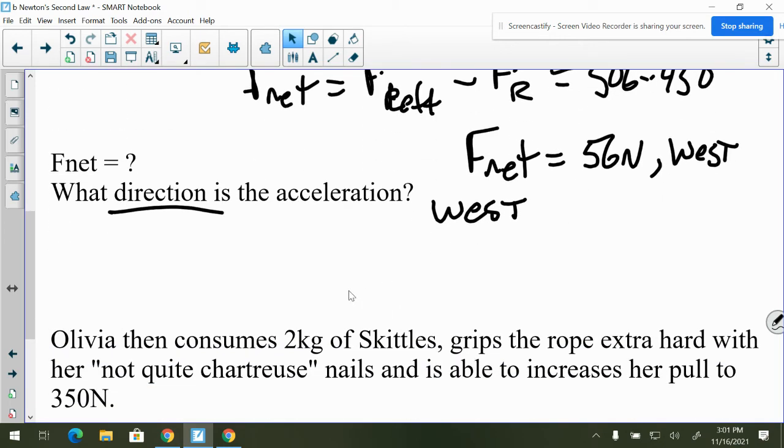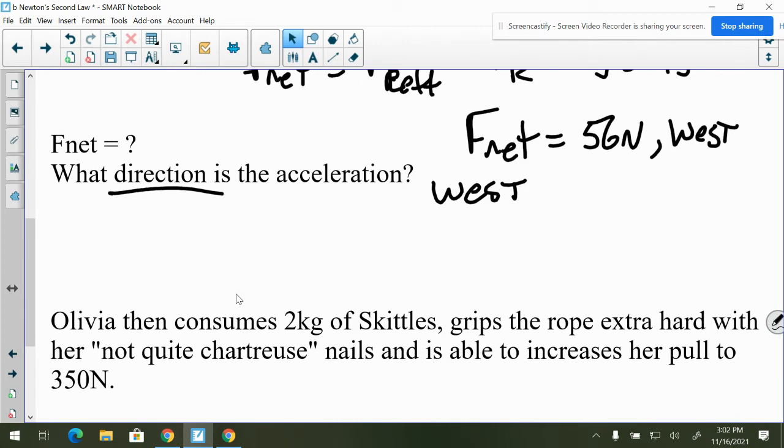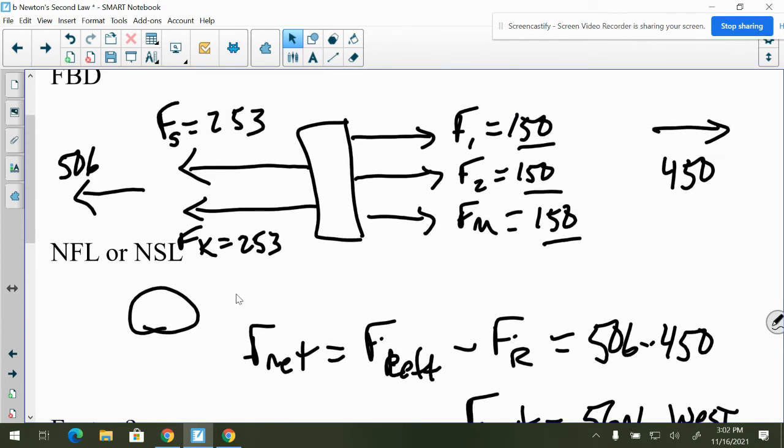Now, I extended this a little bit. I said Olivia, and we know which one, she consumes 2 kilograms of Skittles. That's a lot of Skittles. She gripped the rope extra hard with her not quite chartreuse nails. I'm not sure I agree with Sammy, but we'll take it. And now she's able to increase her pull to 350. So now I got Olivia pulling 350, and the other Olivia pulling at 150, and then Molly's still pulling at 150. So that's going to crank this up to 650. And so now the net force is going to be to the right because Olivia's special nails allow her to pull harder on the Skittles. So you get the idea.